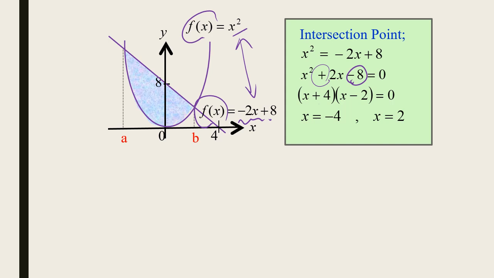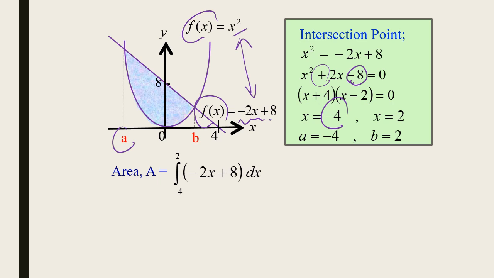Which one is smaller? Negative 4 is smaller. So the value of a, which is smaller than b, should be negative 4, and b is equal to 2. So the area we want to find is the integral of f(x), which is negative 2x plus 8, minus g(x), which is x squared, from negative 4 to 2.